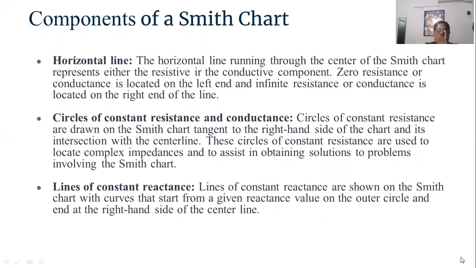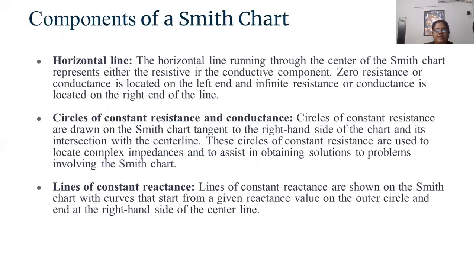Circles of constant resistance and conductance. Circles of constant resistance are drawn on the Smith chart tangent to the right-hand side of the chart and its intersection with the center line. These circles of constant resistance are used to locate complex impedances and to assist in obtaining solutions to problems involving the Smith chart. Now, the lines of constant reactance.